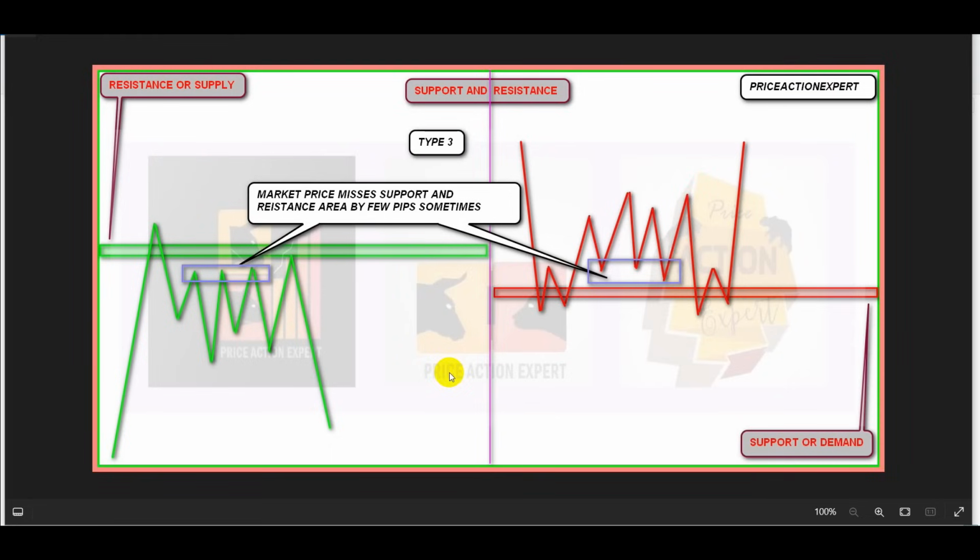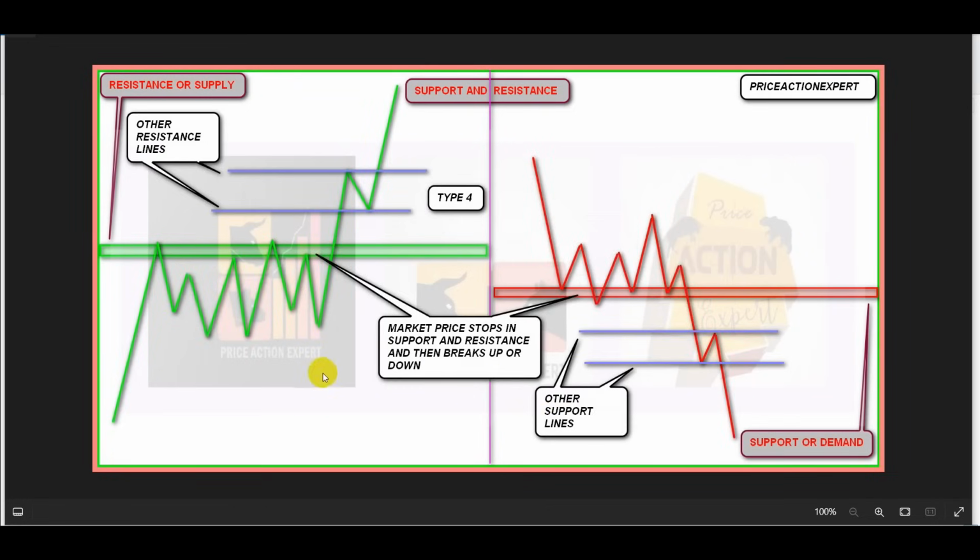The third one is the market price versus support and resistance by a few pips, sometimes. When the price goes up to that particular level, it touches and comes down, and later on it does this. It doesn't break this or touch this. It just ranges there, and later it touches and drops. It's a pattern I have covered in my previous courses. You can watch that.